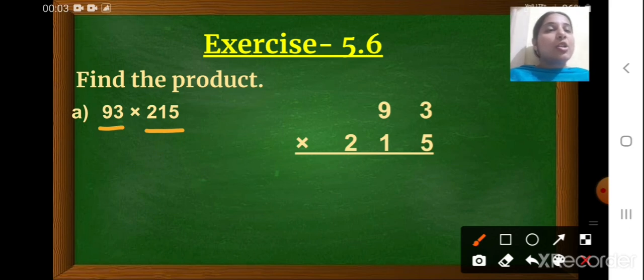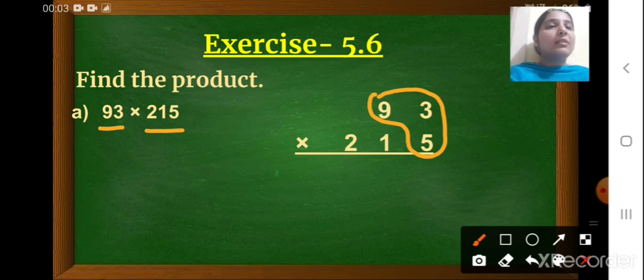Let's see. So children, first what will we do? First we will multiply 93 by the digit which is at the ones place of the multiplier. So let's multiply. 3 5s are 15. So 5 we will write here and 1 will be carried over to the tens place of the multiplicand. Now 9 5s are 45 plus 1 added, 46. So 46 we will write here.